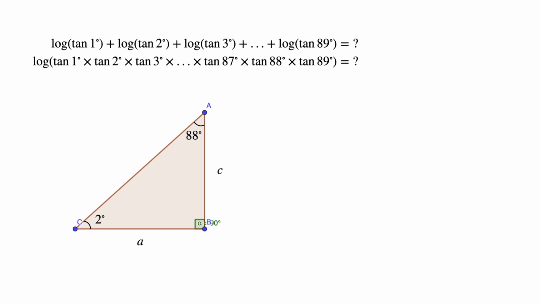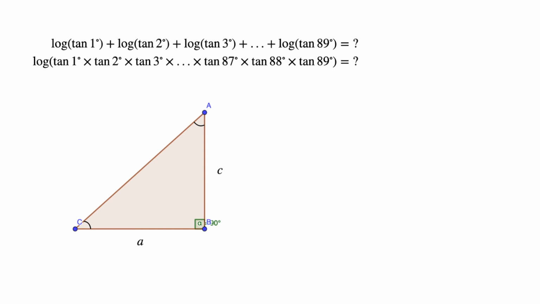Okay, so what about a right triangle with angles 2 and 88? Well, we do tangent of 2 times tangent of 88 this time. And again, we get this expression again because opposite over adjacent for this, and for this opposite over adjacent, which is the same again, which also simplifies to 1.